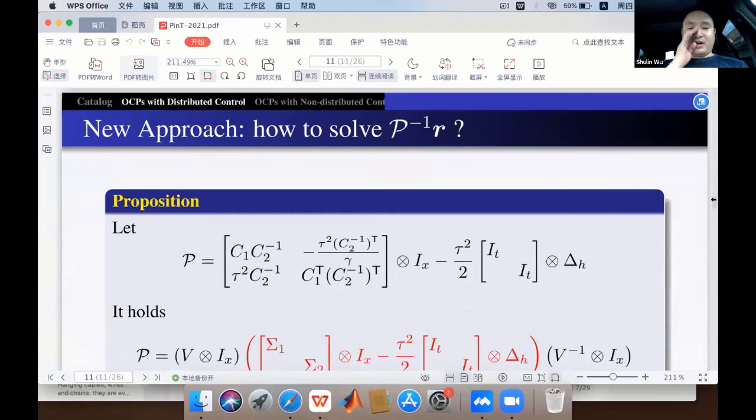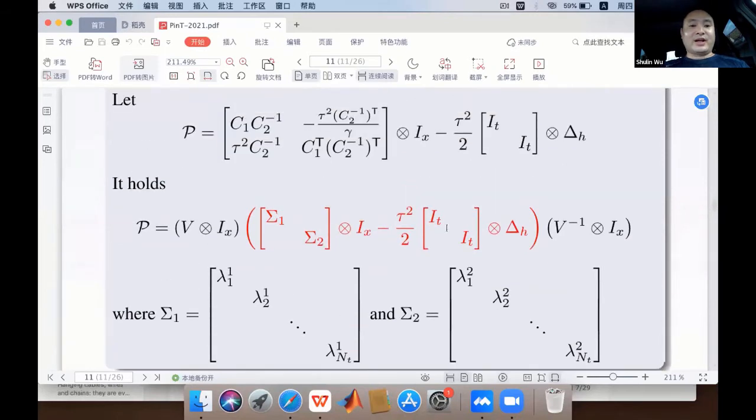So how to solve the preconditioned system? We can make a diagonalization of the preconditioner P, because we can diagonalize this matrix with this formula. This gamma 1 and gamma 2 are the eigenvalues of this matrix. So V is the eigenvector matrix of this part. This term comes from the time discretization. This is the space discretization.